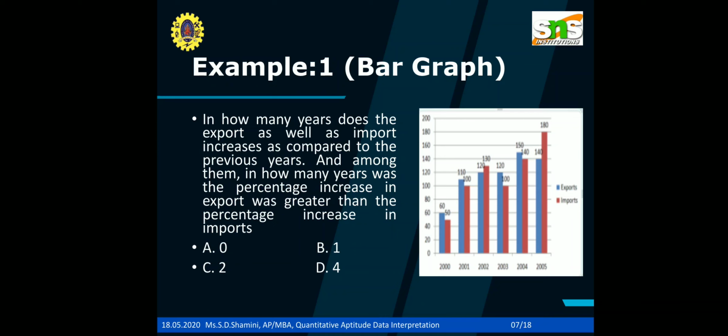ஸோ எக்ஸ்போர்ட்டை விட இம்போர்ட் வந்து அதிகமாக தான் ஆகிட்டுருக்கு. எப்போ தவிர அப்படின்னு பார்த்தோன்னா 2003 தவிர மற்ற எல்லா இயர்லேயுமே வந்து இதாகிட்டு தான் இருக்குது. ஸோ அதனால் out of the four in which import and exports have increased, no year does the percentage increase in export exceed the percentage increase in the import. So the correct answer is 0. So you have to select option A.